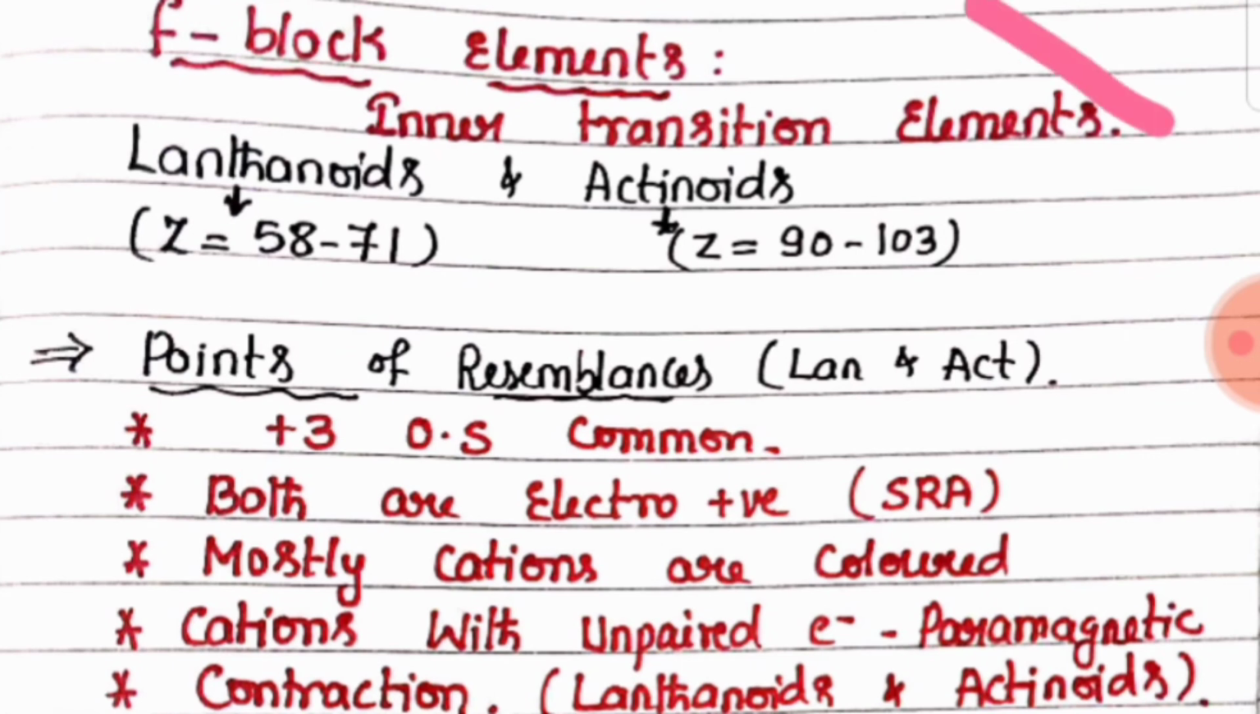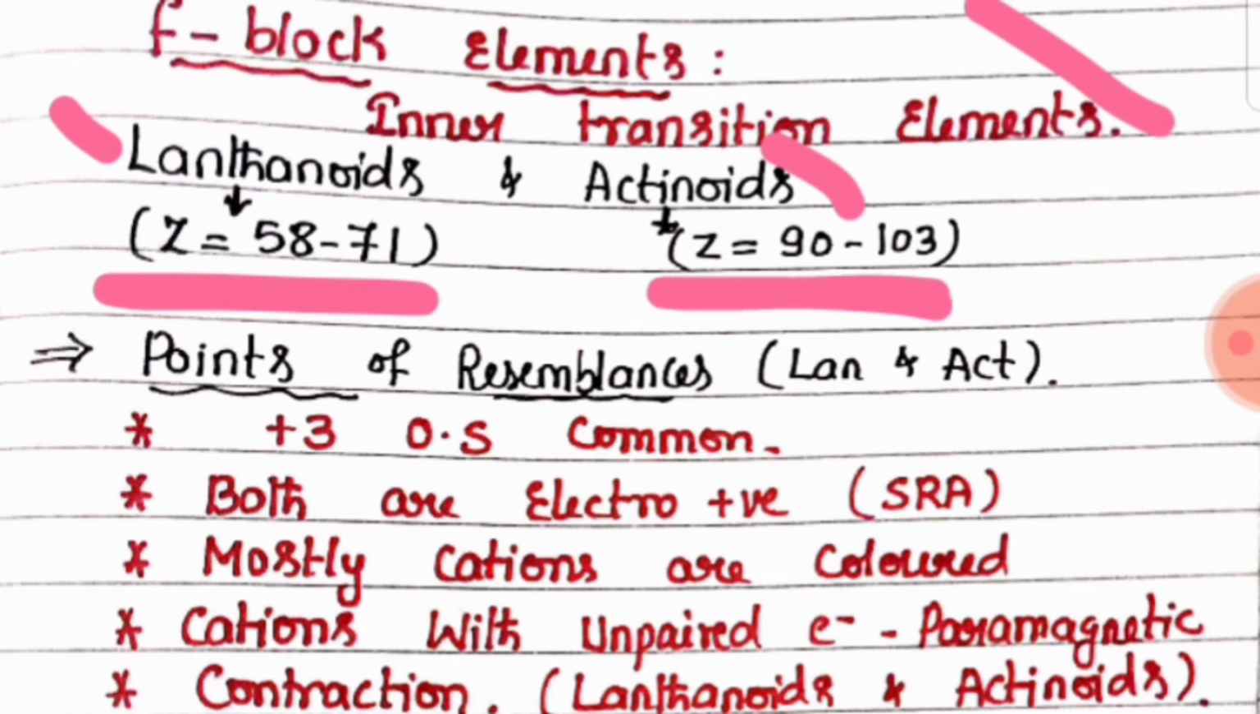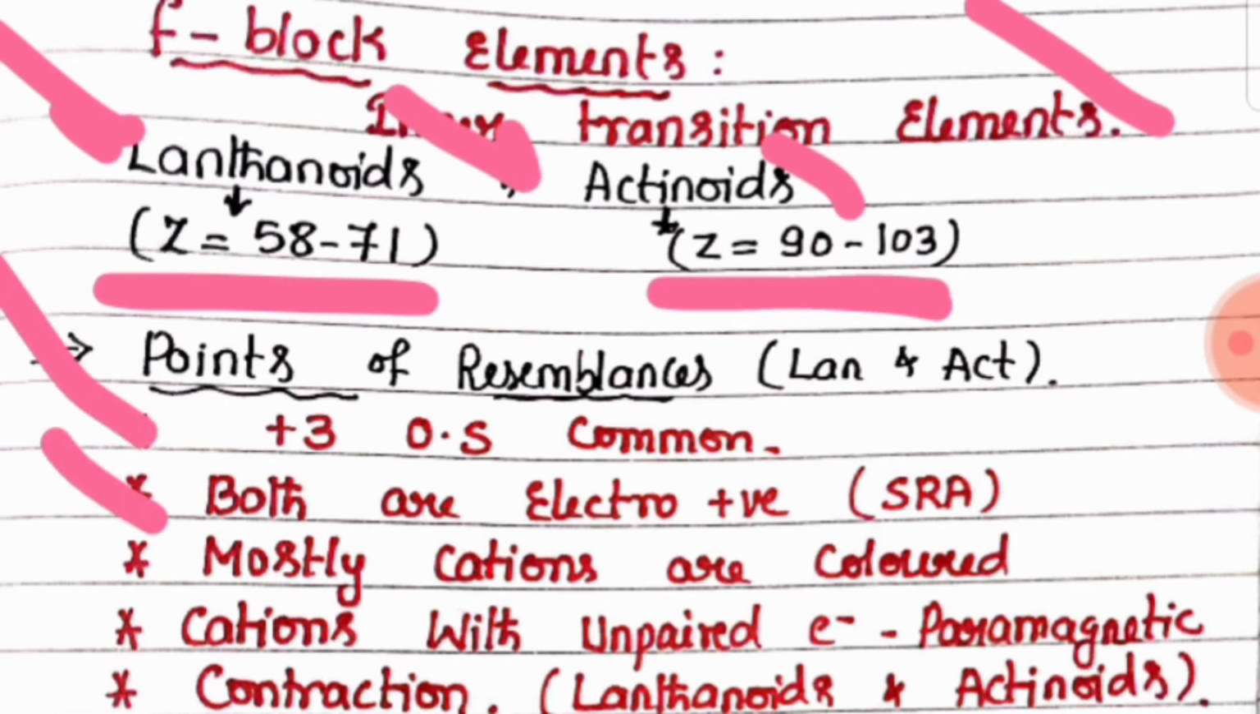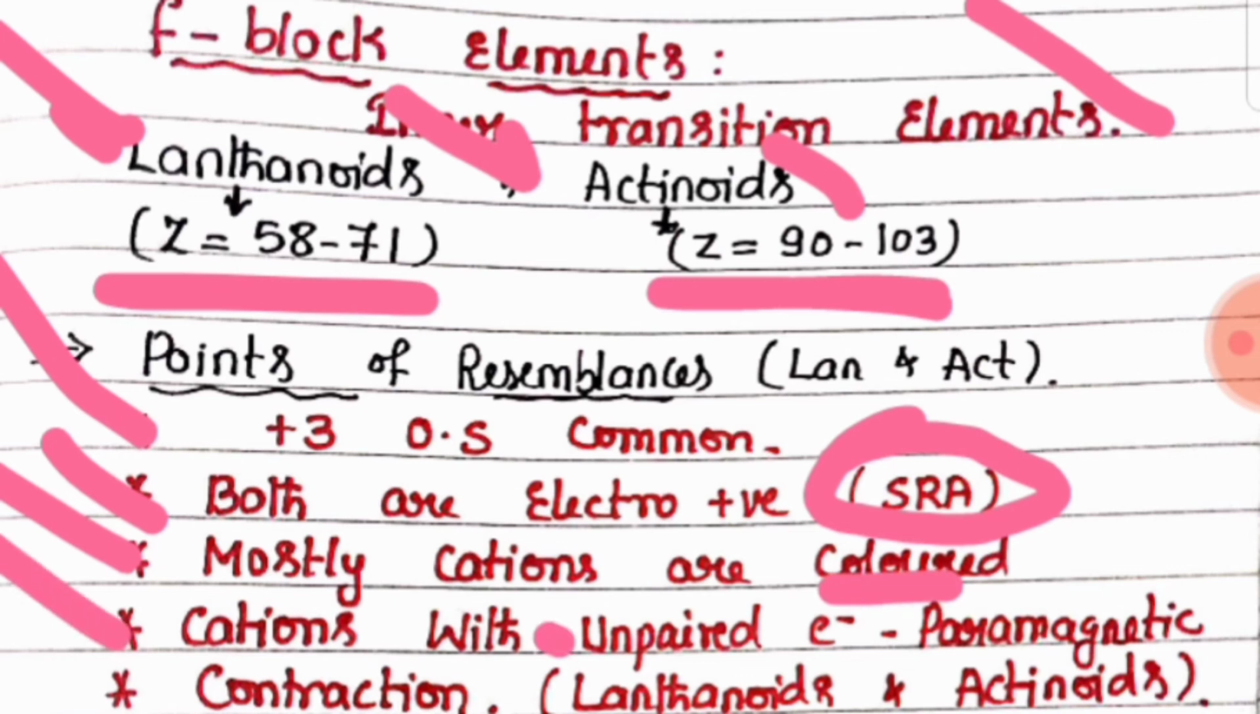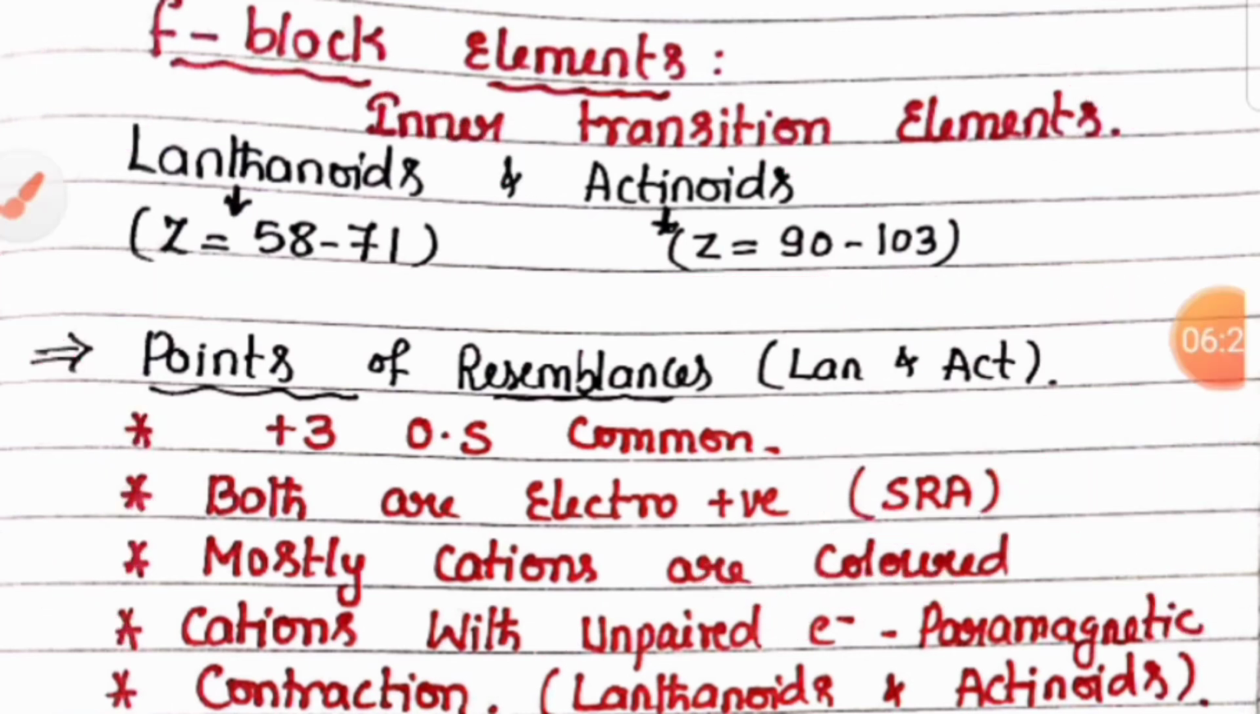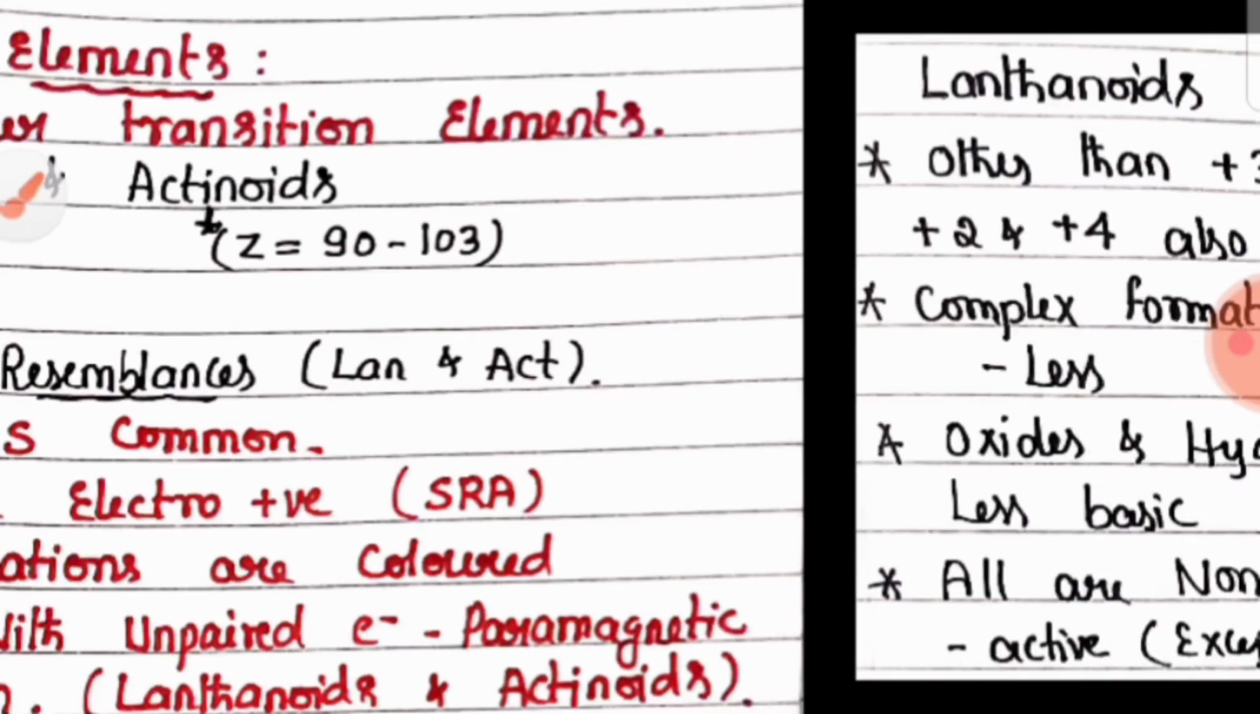And F block elements, commonly called inner transition elements, include lanthanides and actinides. Lanthanides from atomic number 58 to 71, actinides from atomic number 90 to 103. Between lanthanides and actinides, we find some common points, that is +3 common oxidation state. Both are electropositive, that's why they are strong reducing agents. Most of the ions of lanthanides and actinides are colored, and cations having unpaired electrons are paramagnetic in nature. Both lanthanides and actinides show contraction, meaning decrease in atomic size because of poor shielding effect.